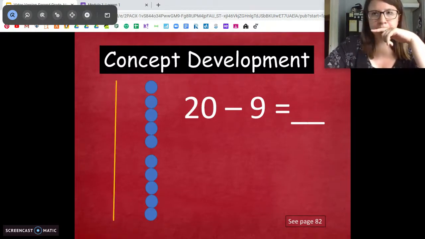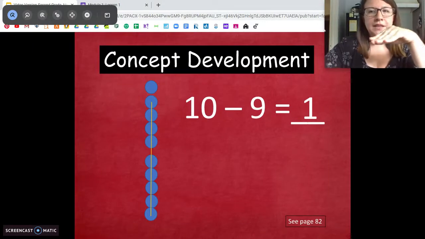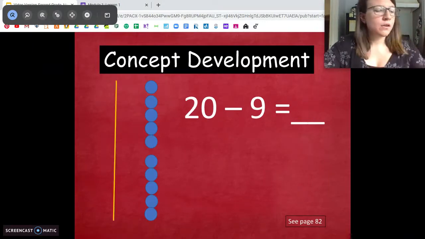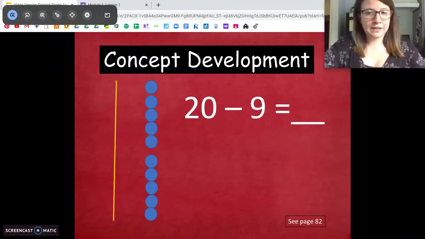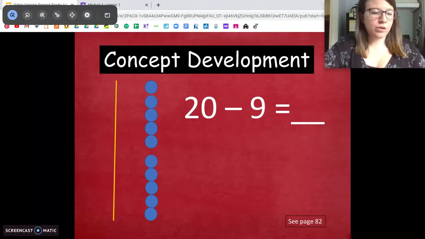Now, think about how we can use this fact, 10 minus 9 equals 1, to solve for this fact. Pause the video, discuss with someone at home how we can use 10 minus 9 equals 1 to solve for 20 minus 9. How are those problems similar and how are they different?